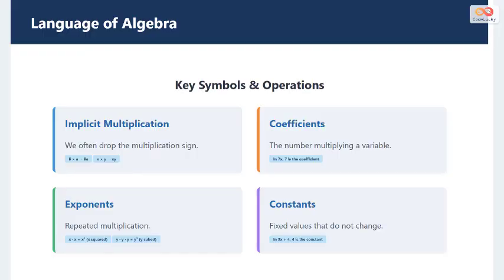Algebra has its own language. For example, when we multiply a number by a variable, we often skip the multiplication sign. So 5 times a becomes just 5a. The number 7 in 7x is called a coefficient. We also use exponents like x squared to show repeated multiplication. And numbers that don't change, like the 4 in 3x plus 4, are called constants.